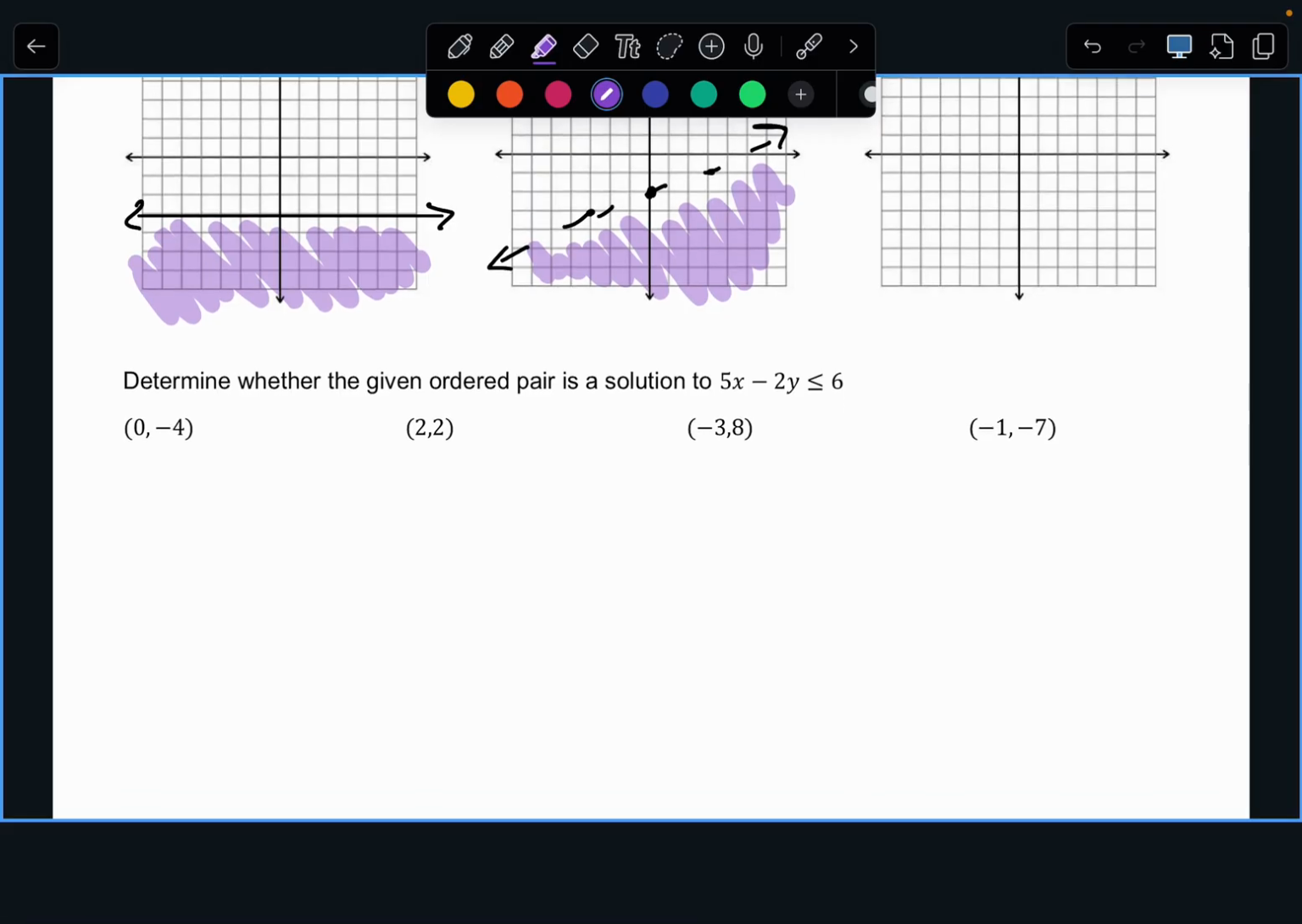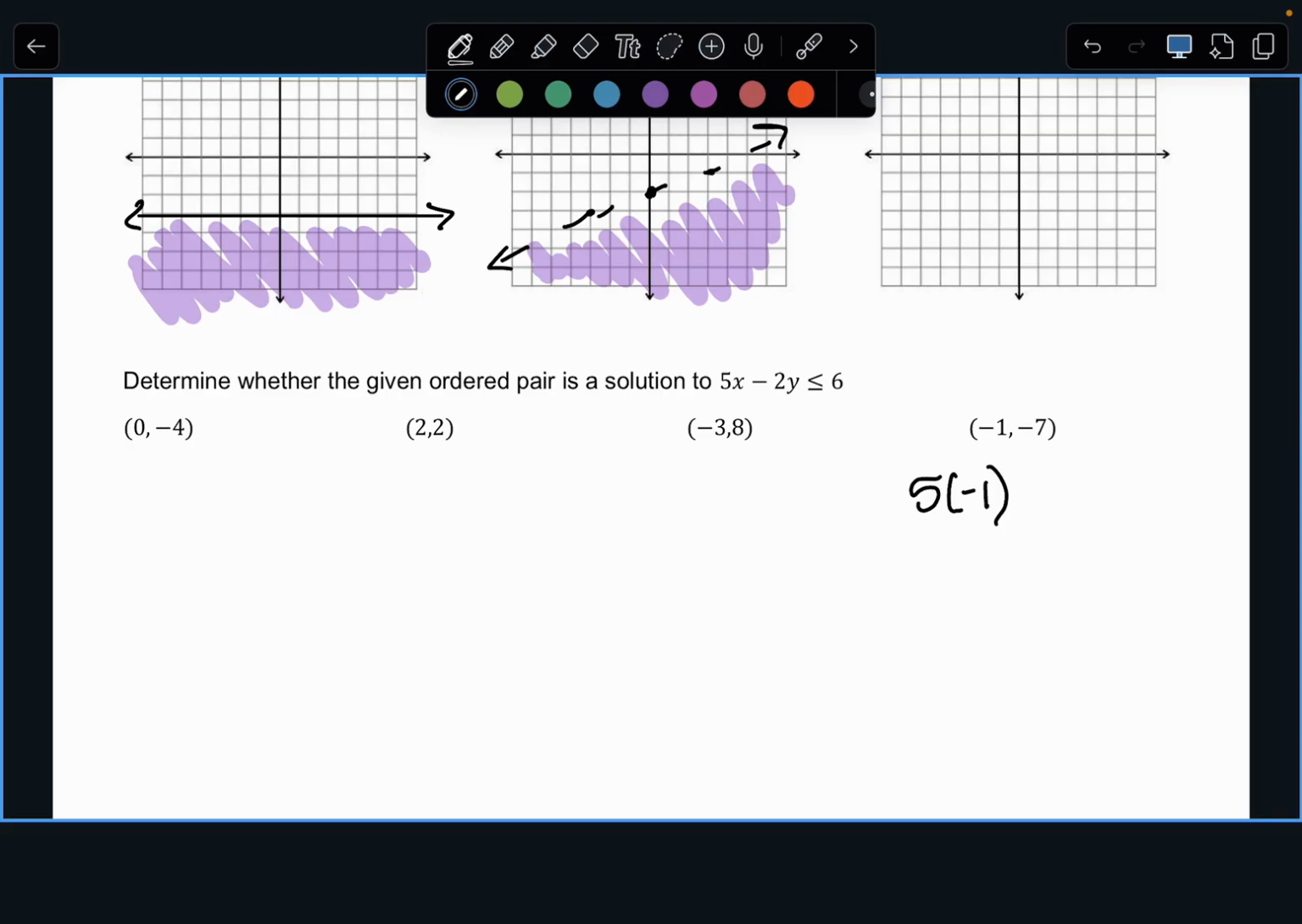It says determine whether the ordered pair is a solution. What do you think we should do if I want to determine if this ordered pair is a solution to this inequality? What do we think? Does this work for this inequality? What would you do? Starts with a P. I say it all the time. Plug in, see if it works. So that's all I'm going to do. This is the same as testing a point. If I wanted to pick a test point, that's all I'm doing here.